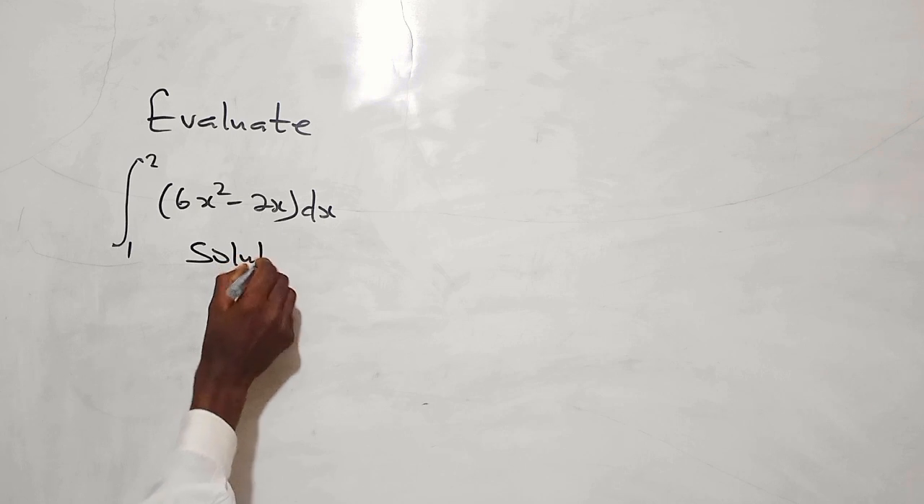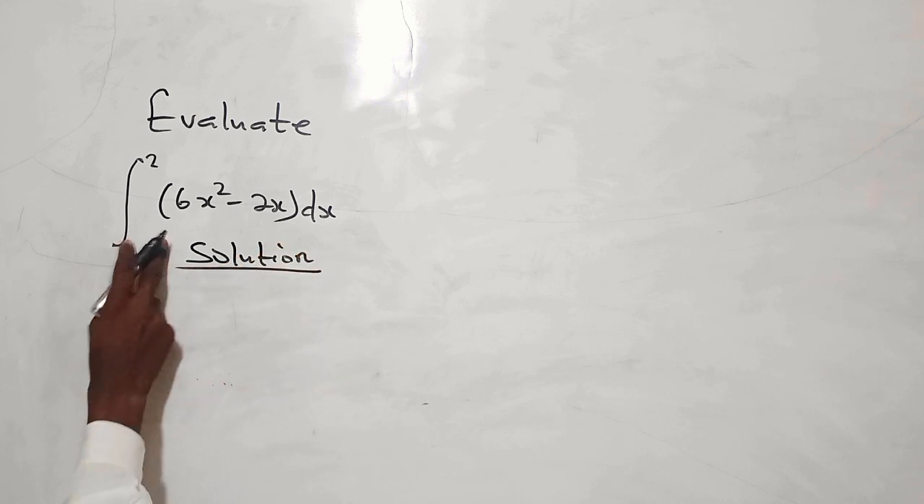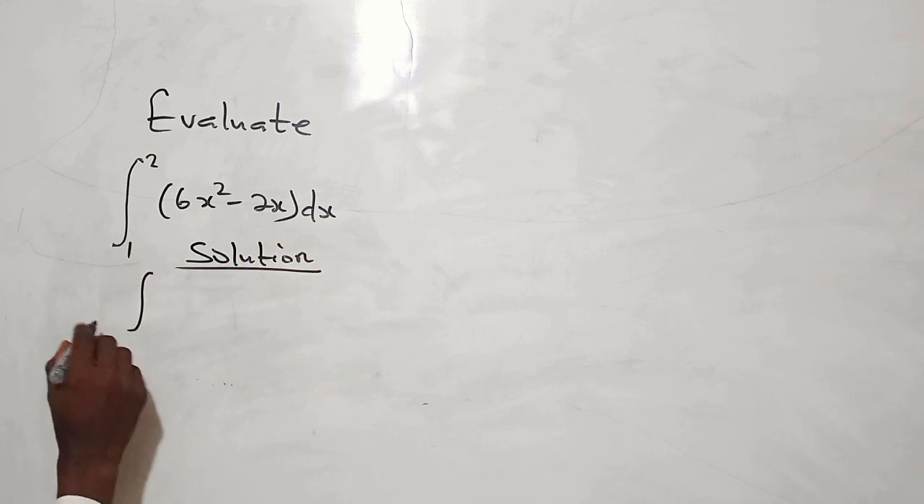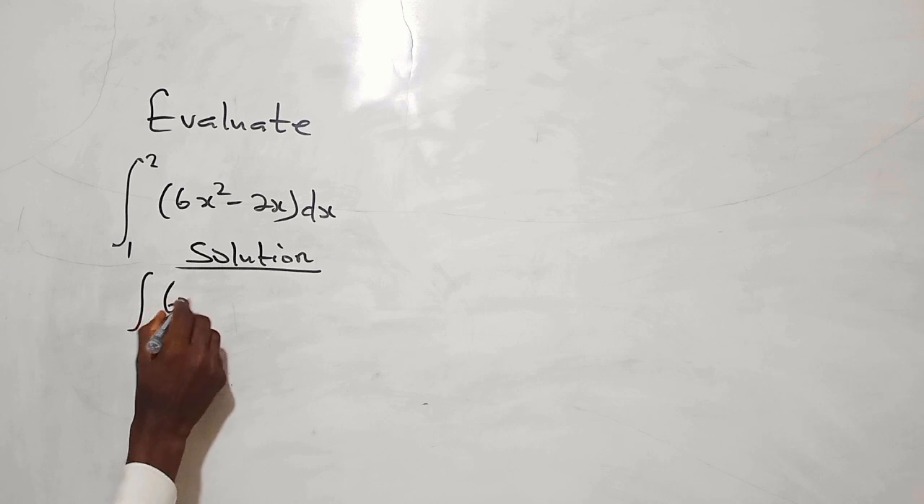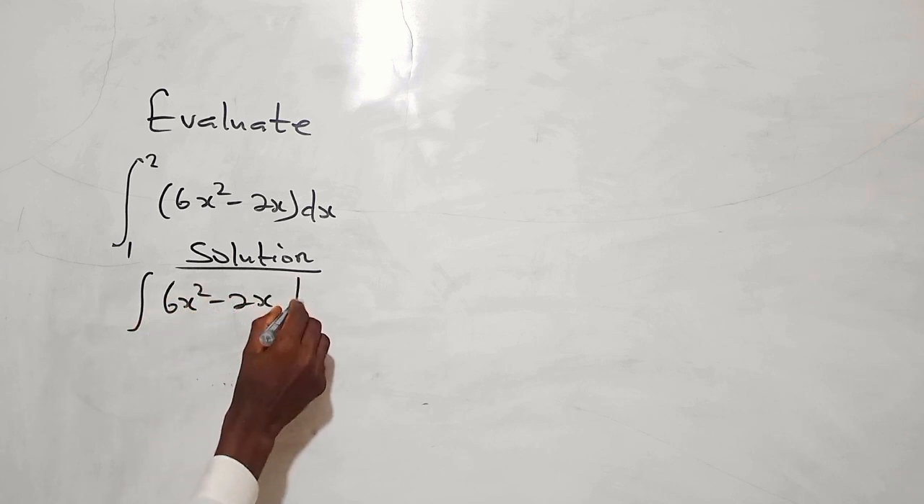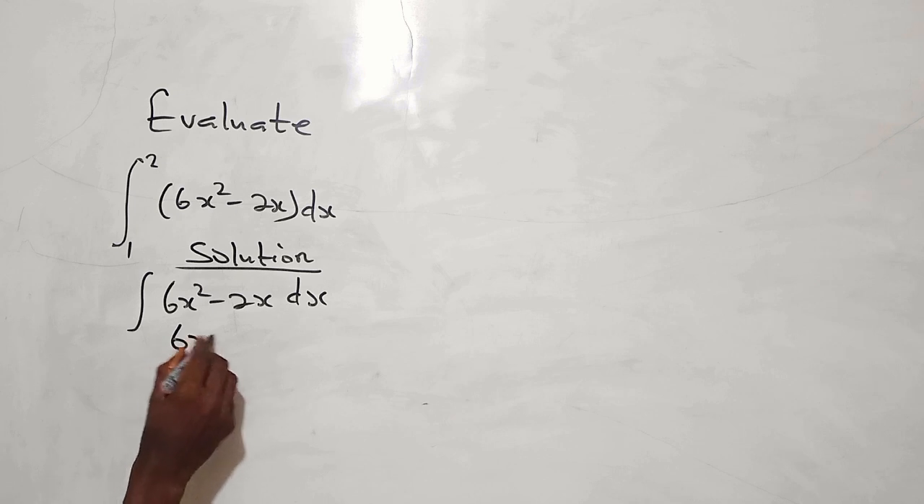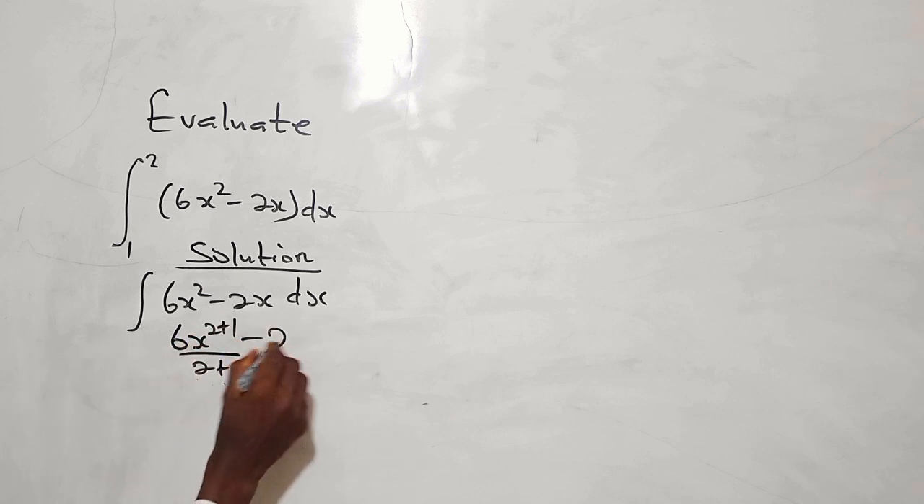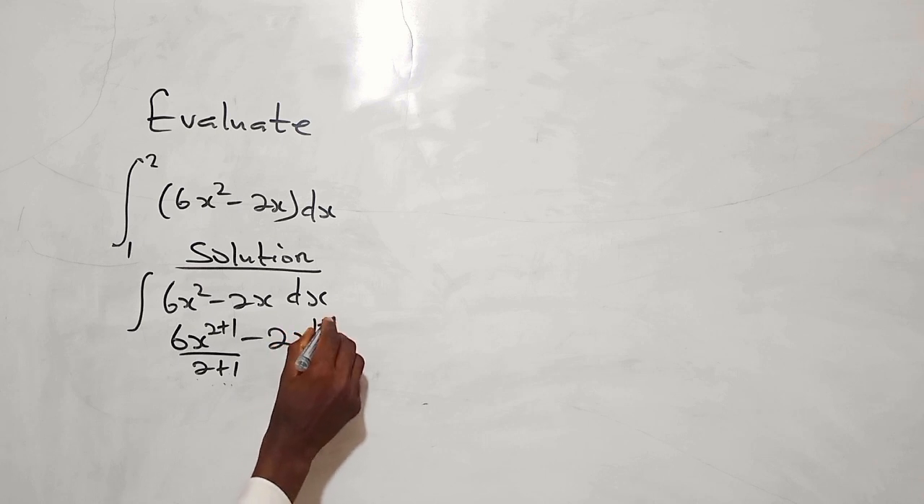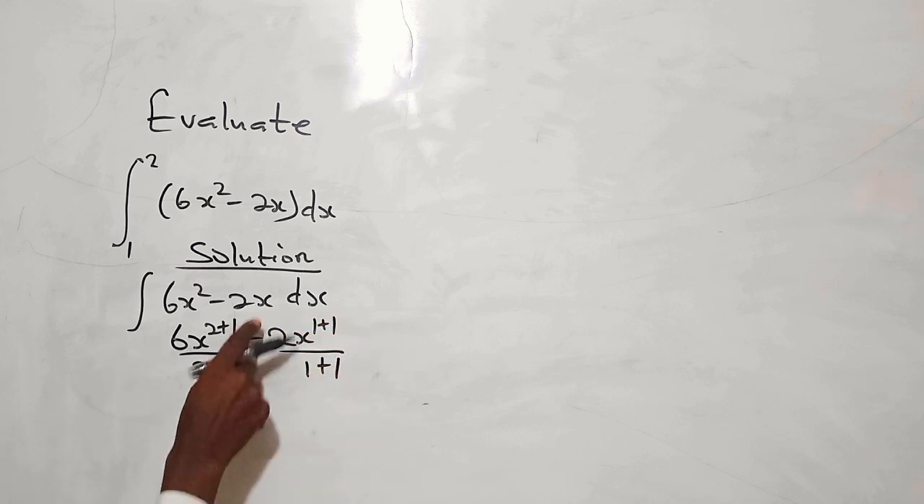Solution. The indefinite integral of 6x squared minus 2x dx. For this, I have 6 into x to the power 2 plus 1 over 2 plus 1, minus 2 into x to the power 1 plus 1 over 1 plus 1.